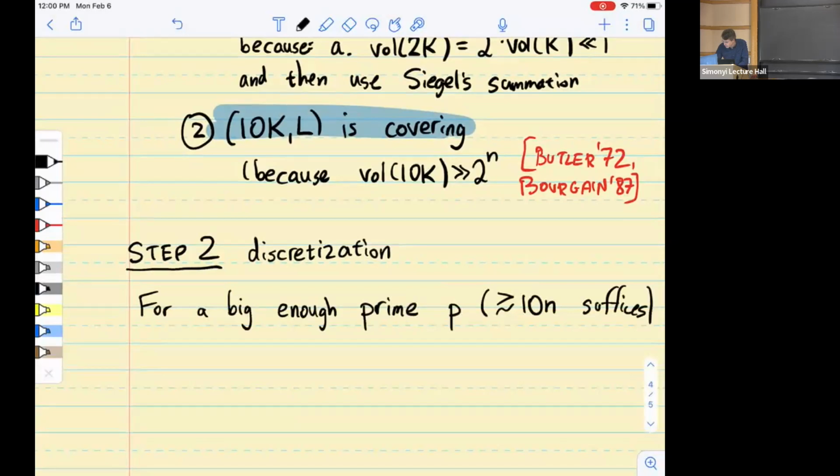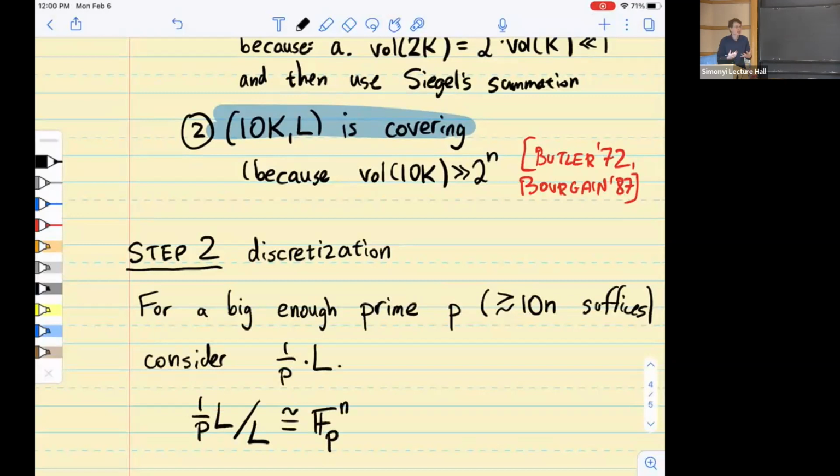So let's say like 10n. So it takes such a big prime and consider 1 over P times L. So basically, take our lattice, our random lattice, and shrink it by a factor of P. Okay, we get this fine grid. And if you think about this 1 over P L, this fine grid, if you take the quotient with L, you get something that's isomorphic to FP to the n. So this is where I get finally the discrete space.